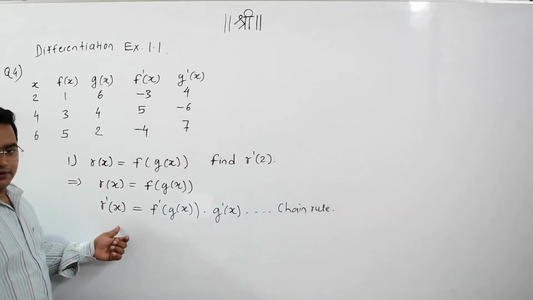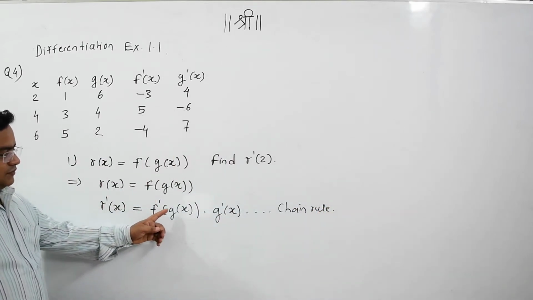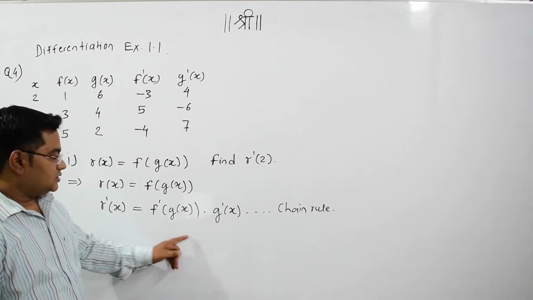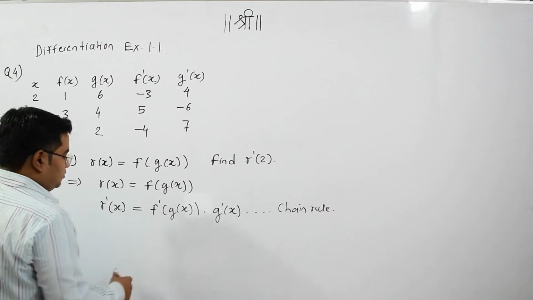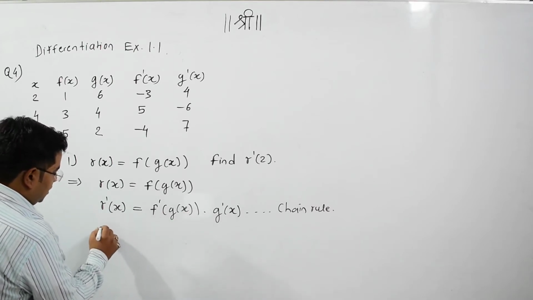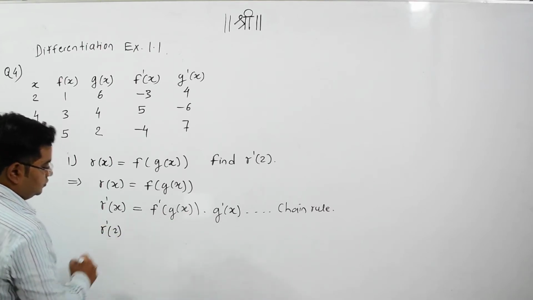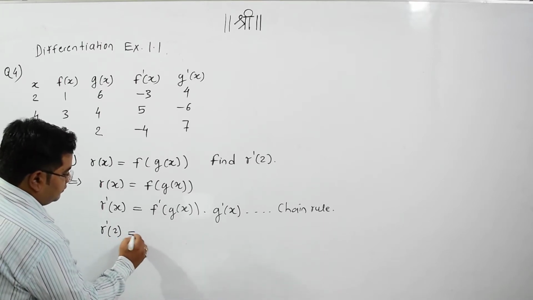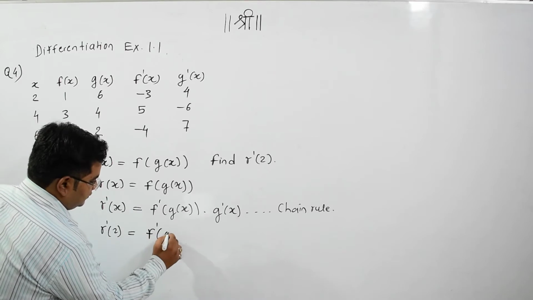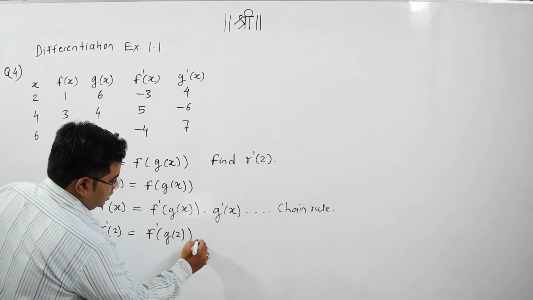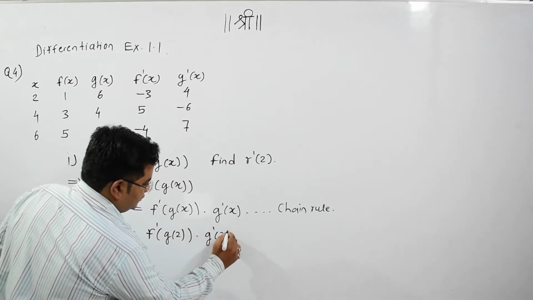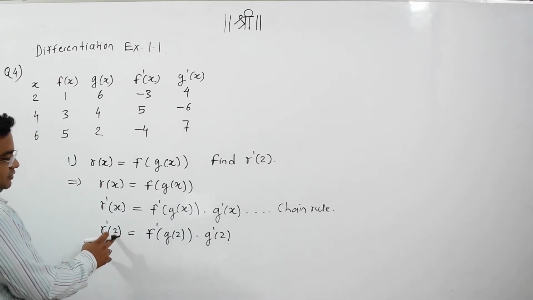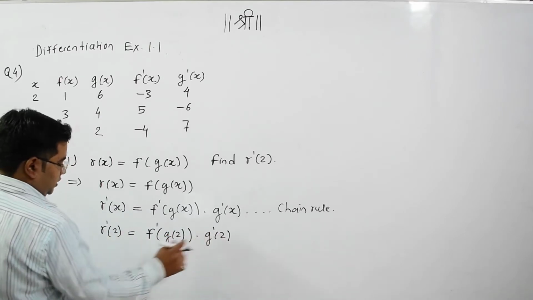Hope you got it. So this is f dash of g of x into g dash of x, this is the chain rule we learned. Now the most important parameter: what is r dash of 2? We need to find r dash of 2, but we cannot find it directly, so f dash of g of 2 into g dash of 2. Now the picture is quite clear. What is the value of x? The x value is 2, 2, 2 everywhere.